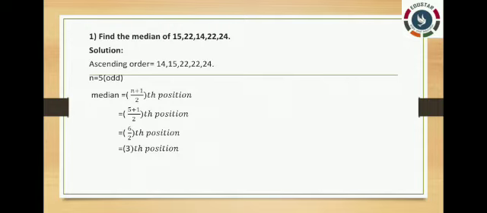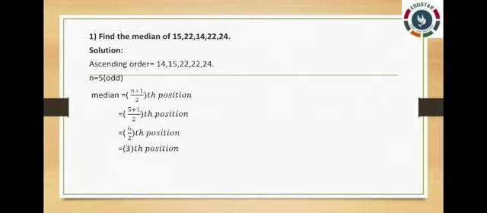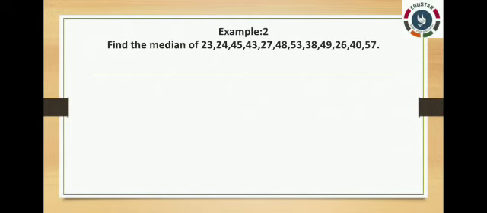Now look at the ascending order data. Count the 3rd position. What is the data? 14, 15, 22. So 22 is the median. Median is 22. Let us see another example.